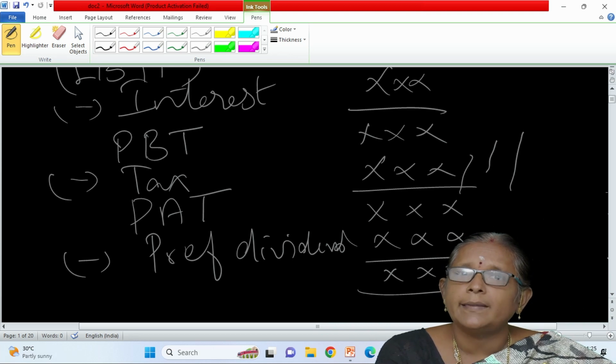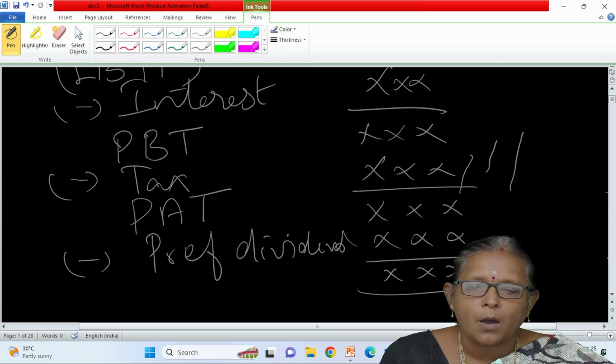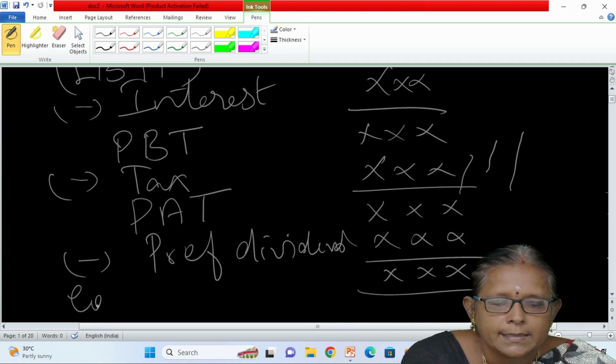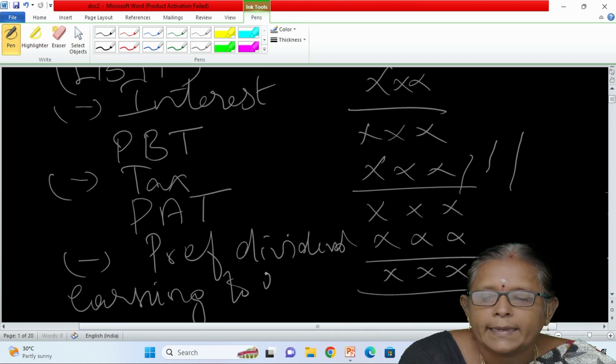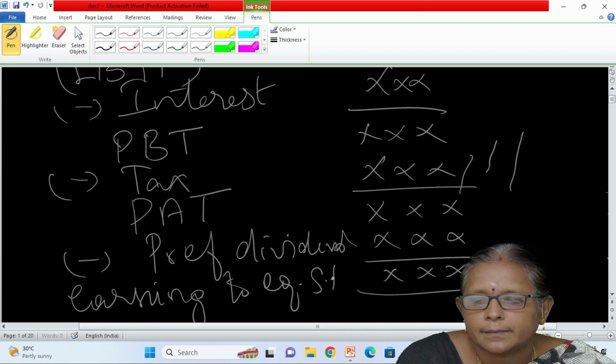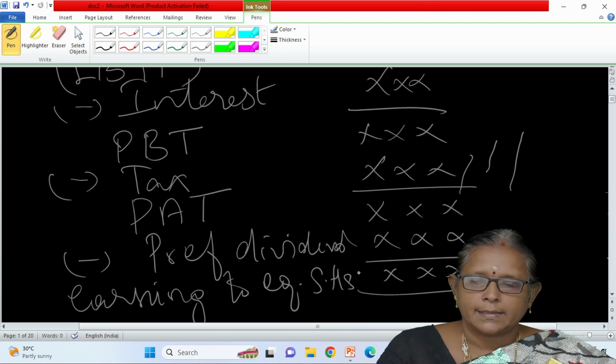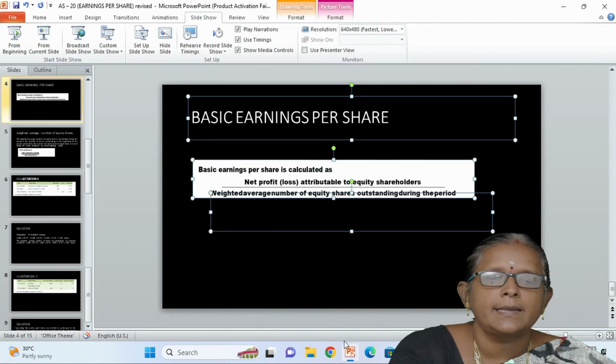But we want earnings available to equity shareholders. That is why you have to deduct preference dividend also. So now you are getting earnings to equity shareholders, right? Yes. Now let us see the next thing.